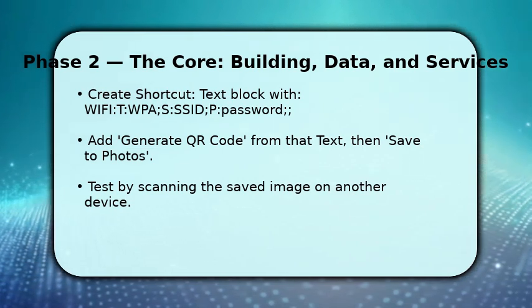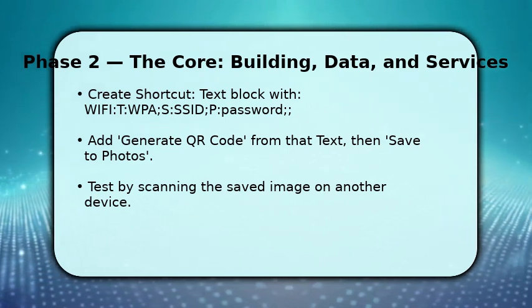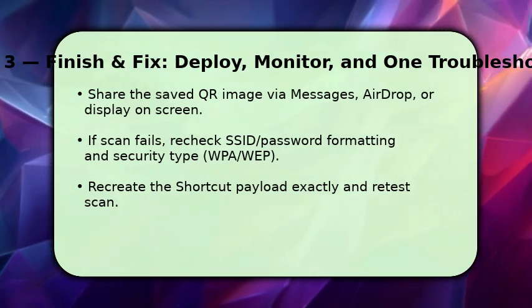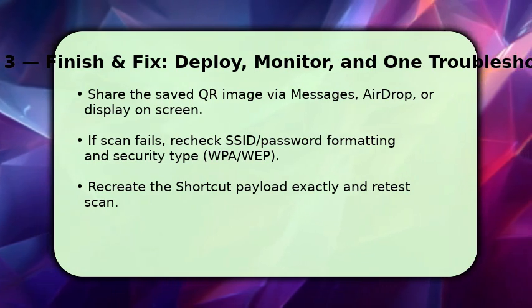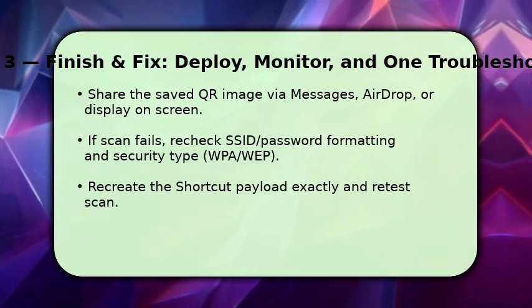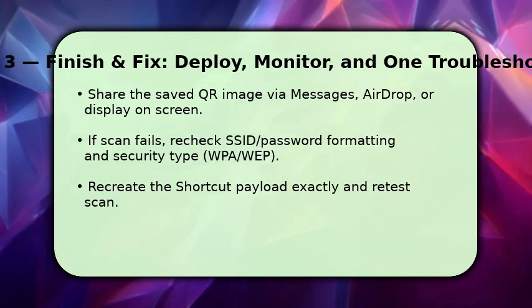Run the shortcut once to produce the QR. You'll see why the payload format matters. It tells devices how to auto-connect. Finish by sharing the QR image, AirDrop, messages, or show it on your screen for someone to scan. When scanned, devices interpret the payload and offer to join your hotspot automatically. This is why you use the Wi-Fi payload format.